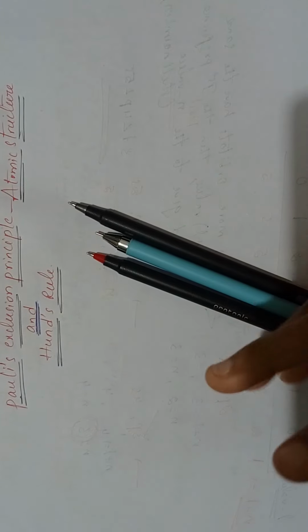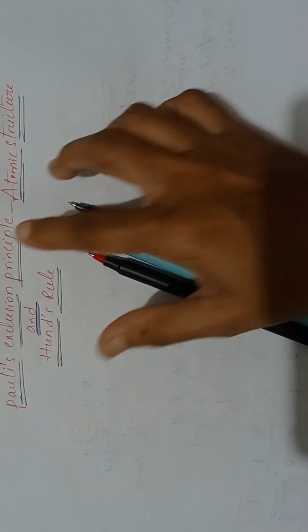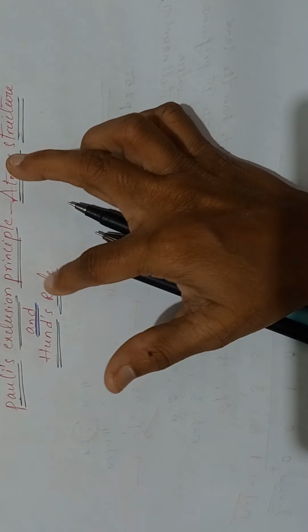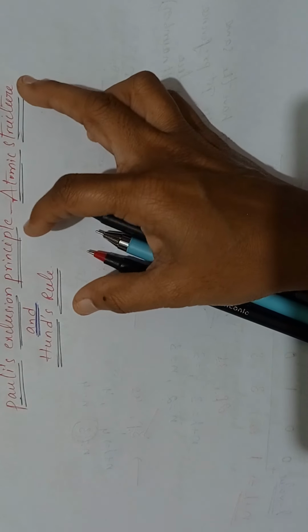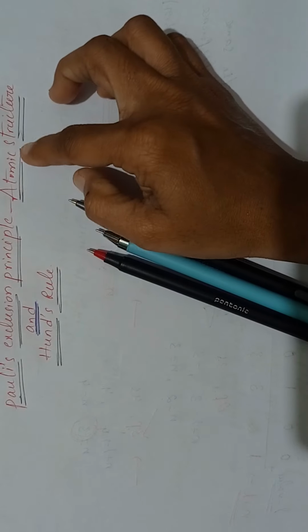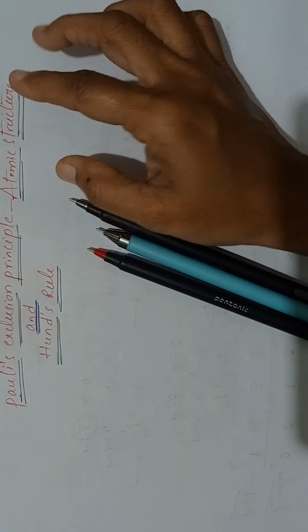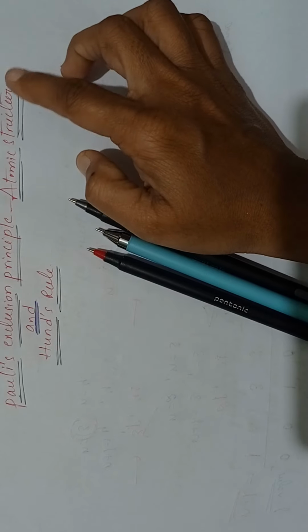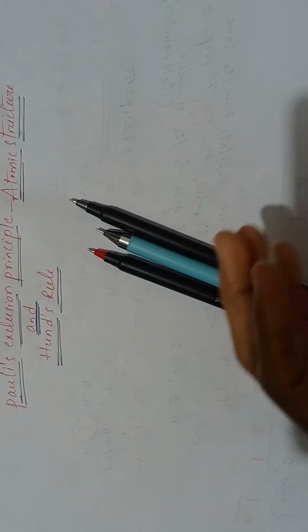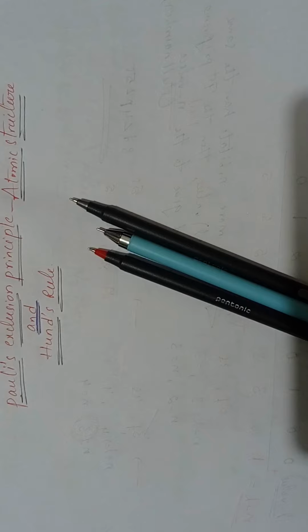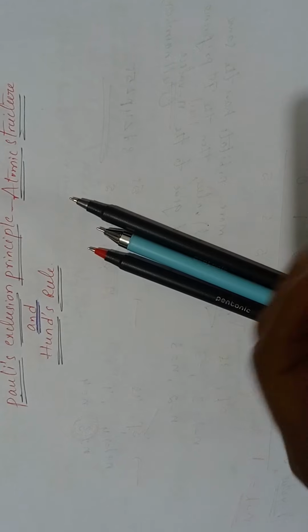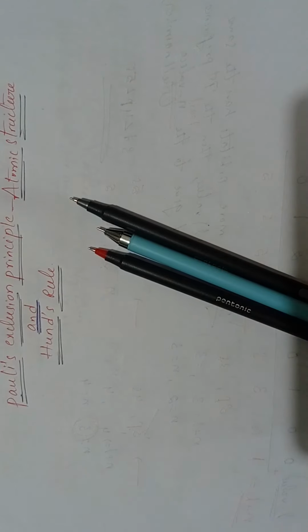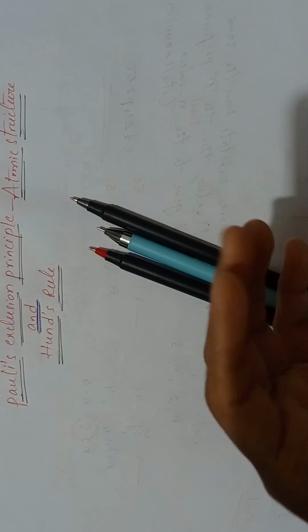In today's section, I'm going to discuss the Pauli's exclusion principle and Hund's rule, students. These two principles are in atomic structure, second lesson, 11th class, first PUC. In the previous video, I discussed the Aufbau principle. Now in this section, I'm going to discuss Pauli's exclusion principle and Hund's rule.